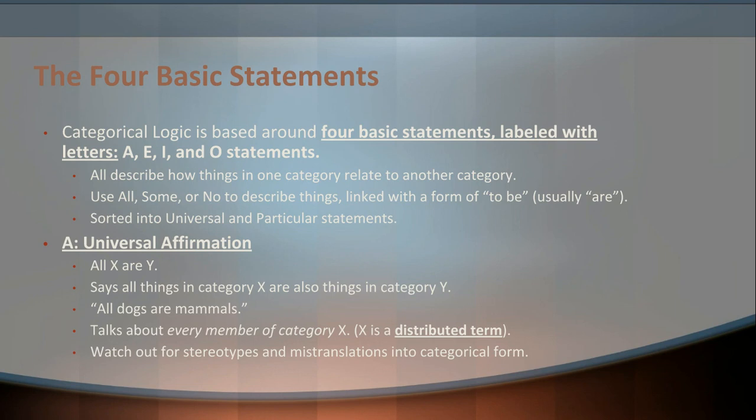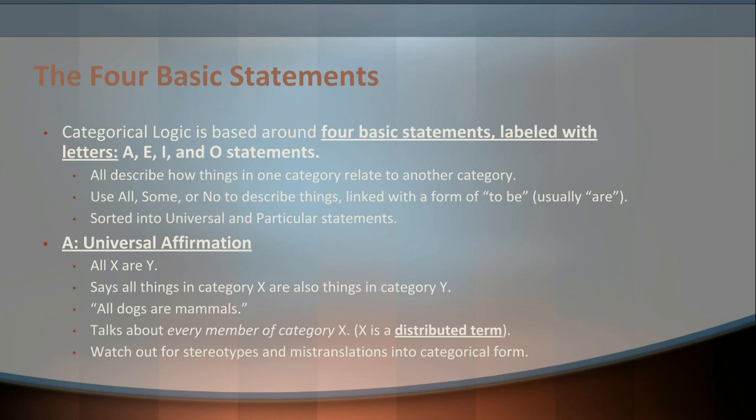So, A statements are what we can call universal affirmations. These are universal statements. They use all or none. They say things about every member of the categories they're talking about. And these are positive statements. Not positive in the sense of happy, but positive in the sense they say something has some particular quality. Or more specifically, they say that things in one category are in some other category.